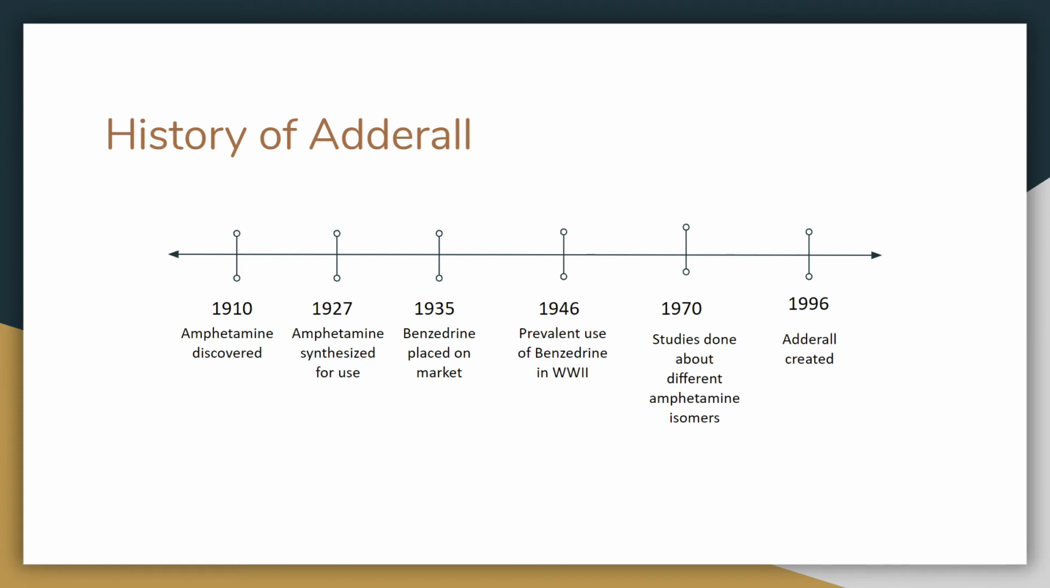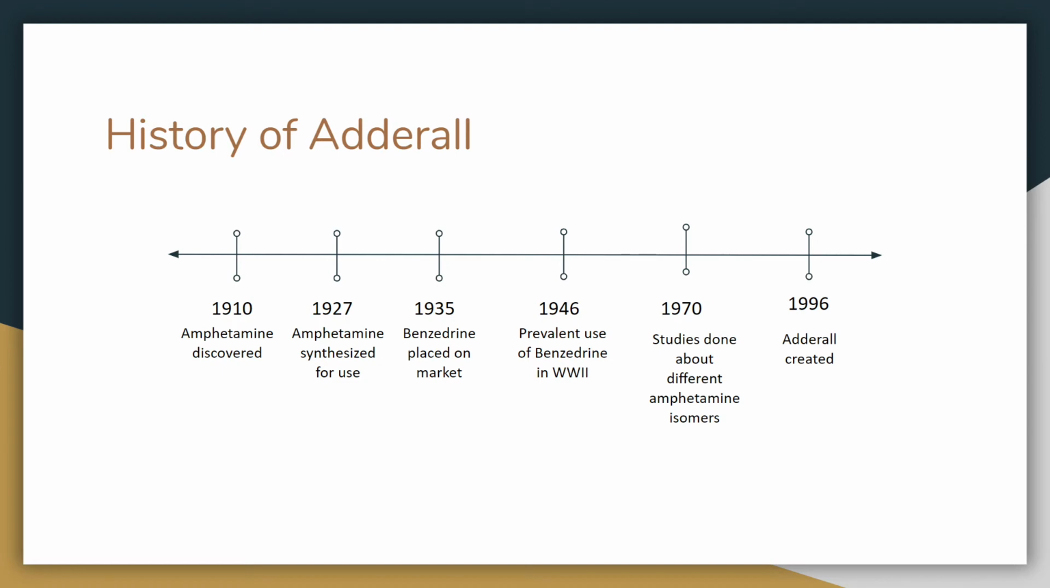The history of Adderall. Amphetamine was discovered in 1910, but it wasn't synthesized for use until 1927. It was first placed onto the market in 1935 as a treatment for narcolepsy as the drug Benzedrine. Beneficial effects on children with behavioral problems was first reported in 1937. Dextroamphetamine was used on its own without levoamphetamine in a drug called Dexedrine.